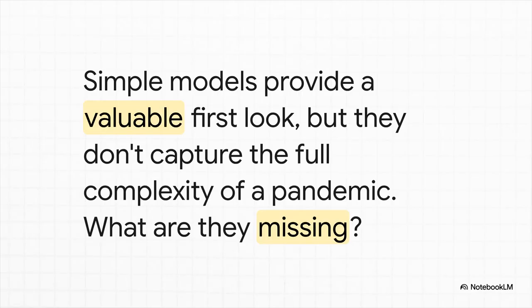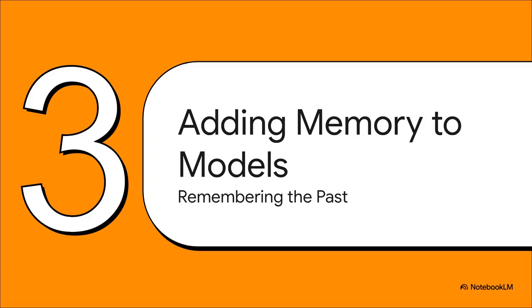Okay, so a simple model can give us a really valuable first look, a good snapshot. But we all know a pandemic isn't one single smooth curve. It's way more complicated than that. It's a messy system with a whole history that's influenced by lockdowns, new variants, human behavior, all of it. So what are these simple models missing? And that leads us to this really cool, kind of mind-bending idea. What if you could give a model a memory? What if a model could actually account for not just what's happening today, but its entire history?